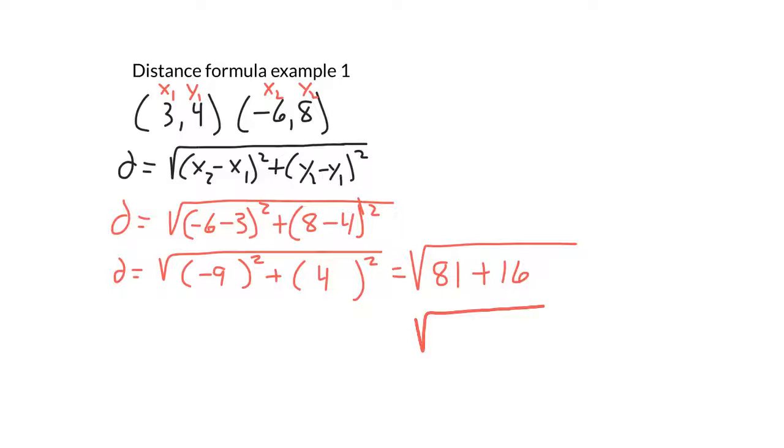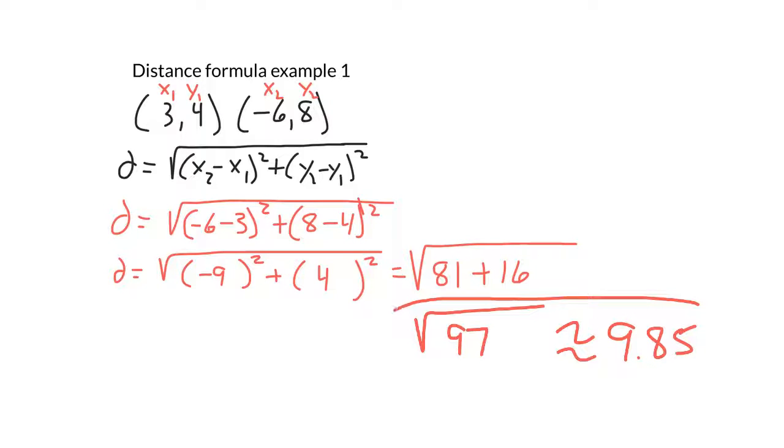and get 97. And since 97 is not a perfect square, nor does it have any perfect squares in it to reduce down, we could leave it that way. If you choose to find out what the square root of 97 is, it turns into the decimal that is approximately 9.85. Either one of those would be acceptable.